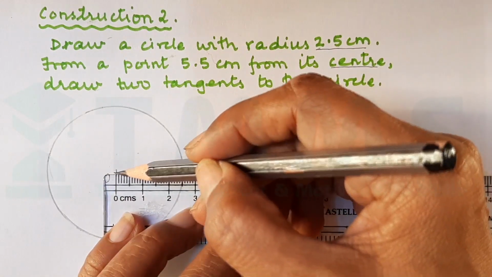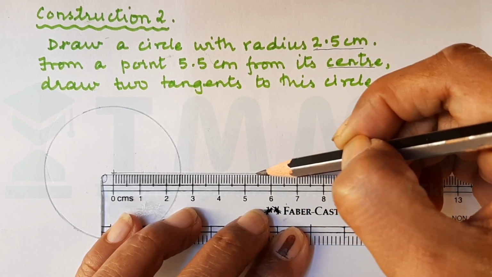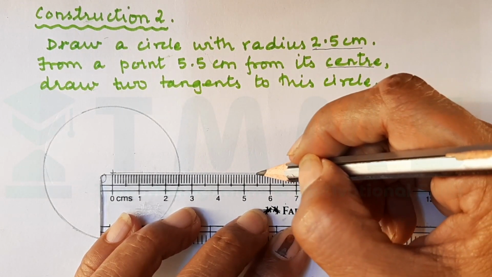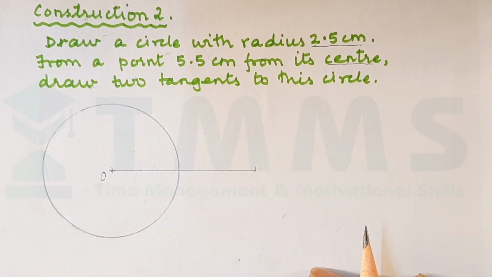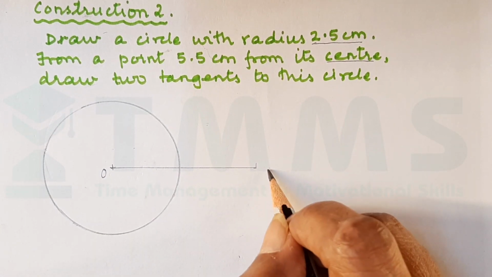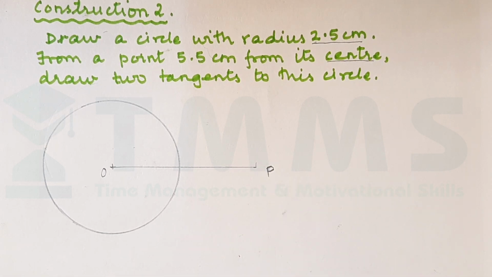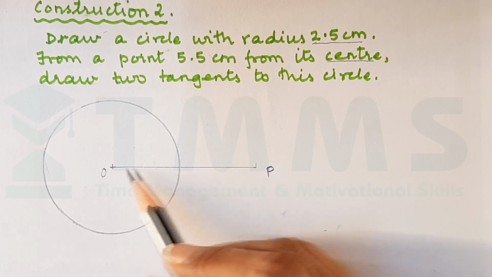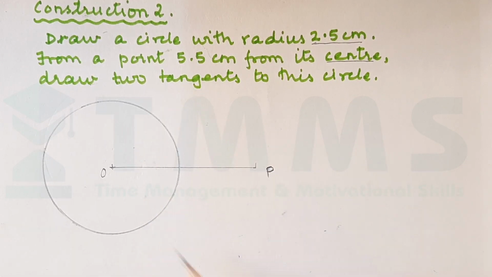Okay, so we will show like so. And this is your 5.5. And we shall call that point as P. Okay, all right. Now from this P, we have to draw two tangents, one this side and one this side.